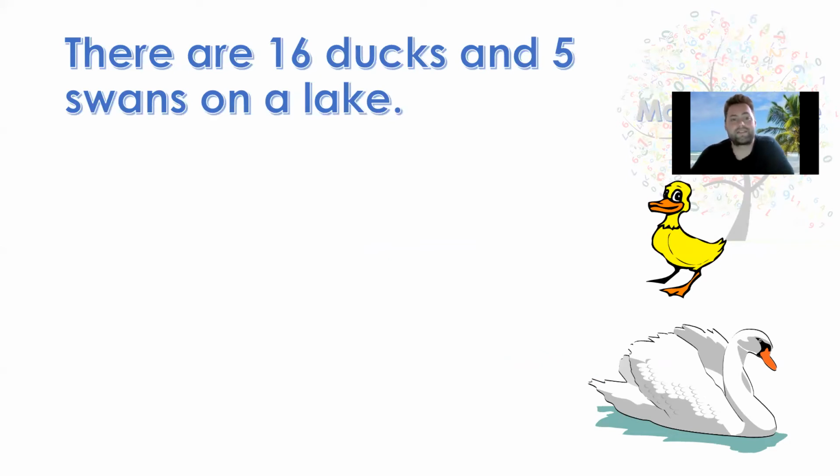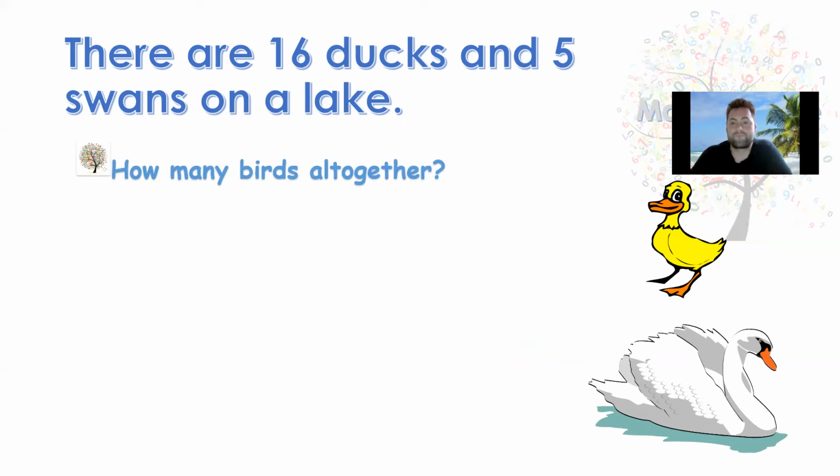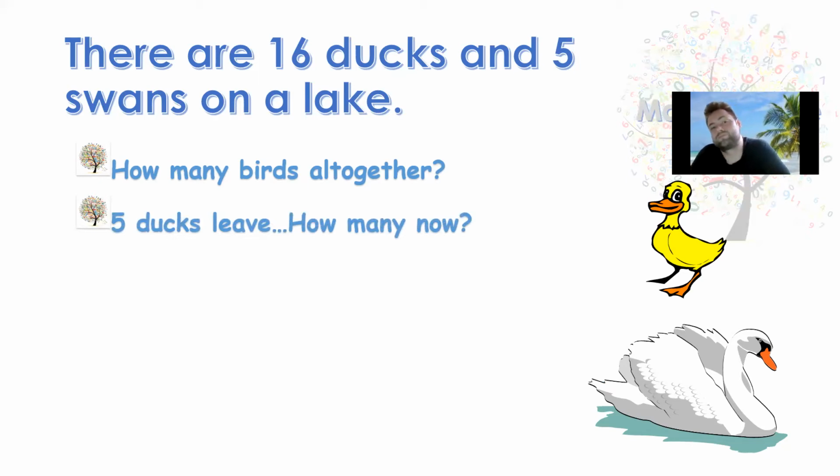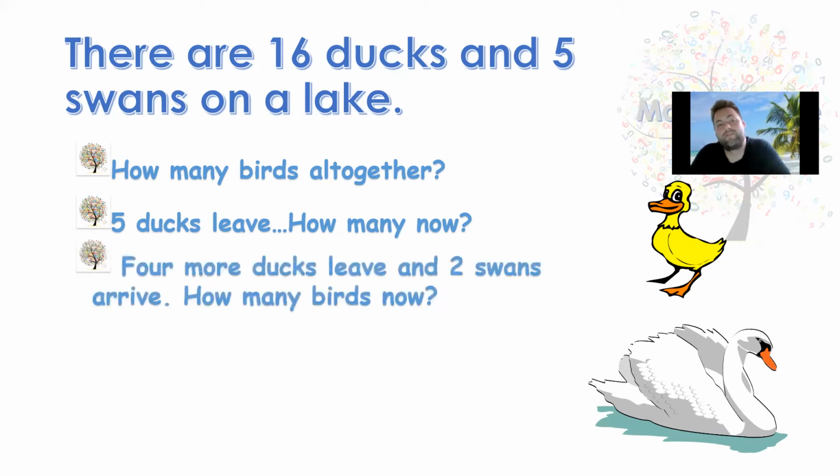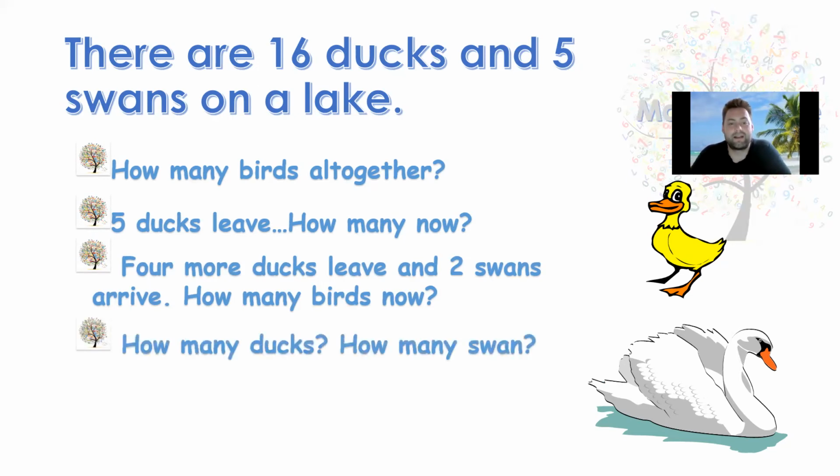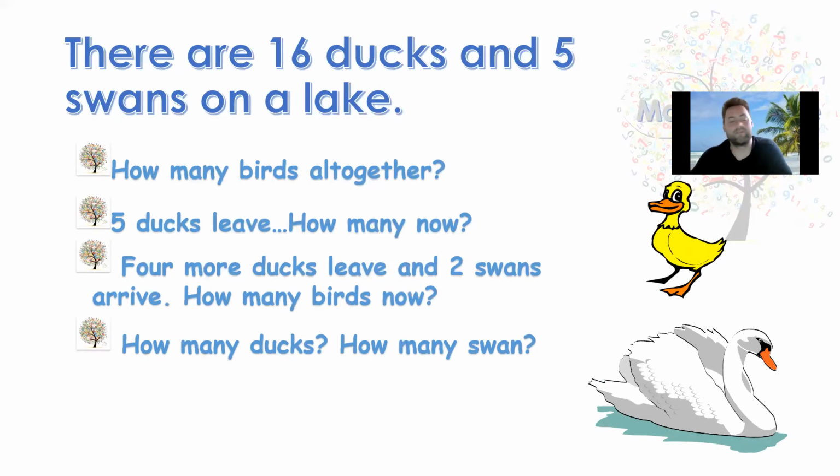Right, there are 16 ducks and 5 swans on a lake. How many birds are there altogether? 5 ducks leave. How many are there now? 4 more ducks leave and 2 more swans arrive. How many birds are there now? How many ducks are there and how many swans are there? I'm not going to do Thursday because this video has gone on for quite a long time. So pause the video and I'll go through the answers with you now.